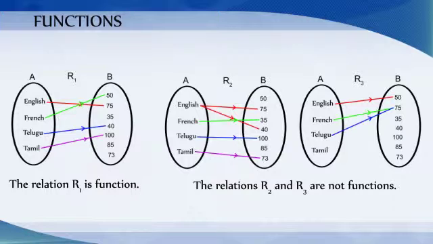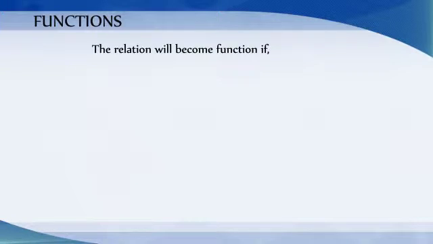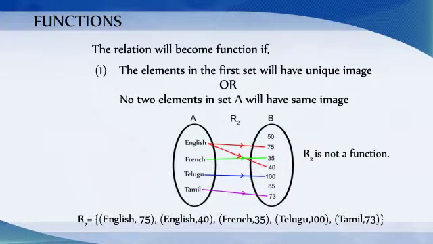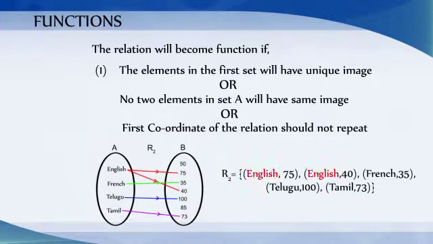Then, what is a function? The relation will become a function if the elements in the first set have a unique image, or we can say no two elements in the set A will have the same image, or in other words, the first coordinate of the relation should not repeat. In our example, for the relation R2, the English book has two costs. Therefore, it is not a function.